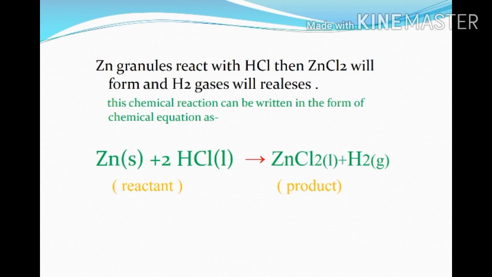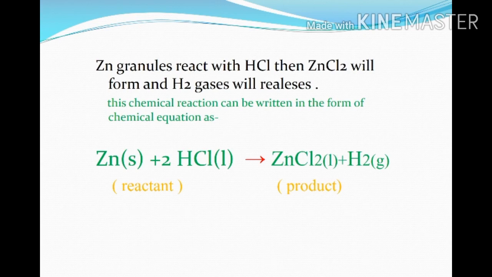When we write the chemical equation of this reaction, we will write Zn plus 2HCl gives ZnCl2 plus H2. Zn and 2HCl are written on the left hand side of the arrow. That's why they are called reactant entities. They are undergoing the reaction. The arrow's head is pointing toward ZnCl2 plus H2, meaning the reaction is moving in the forward direction. ZnCl2 and H2 are the product entities and they are written on the right hand side of the arrow.